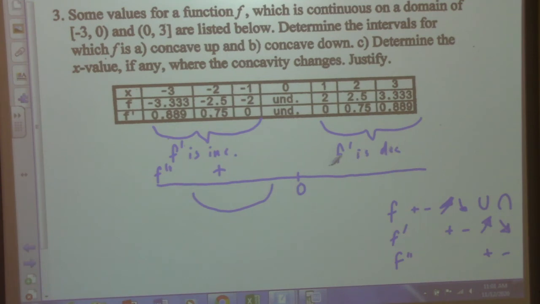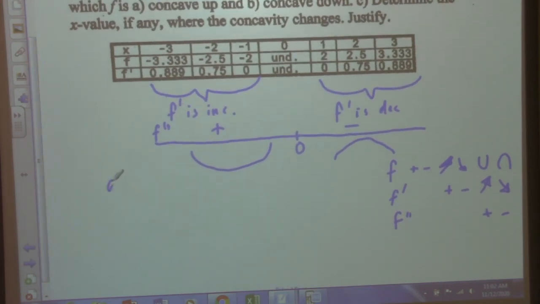It's decreasing. Decreasing, so what is f double prime here? What's associated with decreasing? Negative. So we have concave down. So you see how all these are linked together? And so determine intervals for which f is concave up.